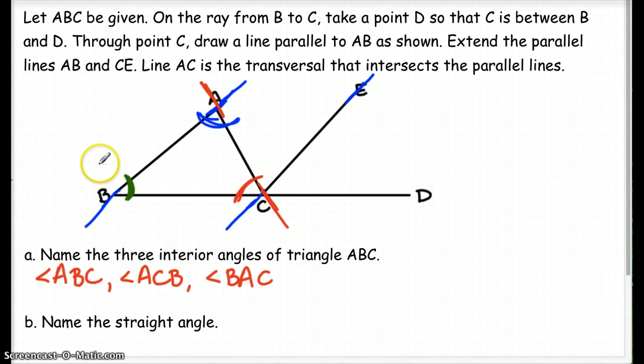Now part B says to name the straight angle. A straight angle is just a straight line. So they're talking about this one right here. And we will just name that right in order, angle BCD.